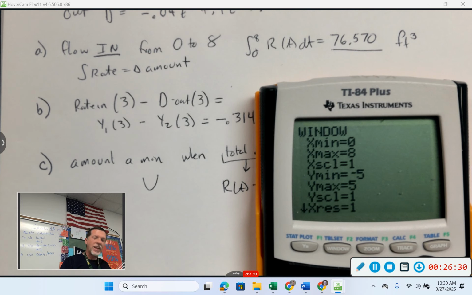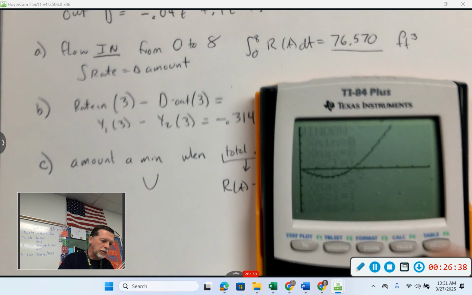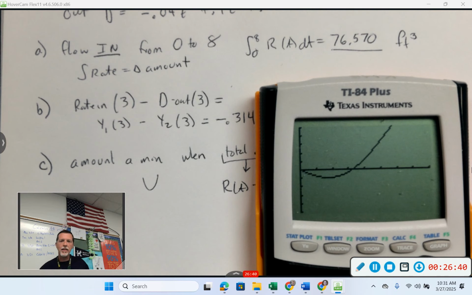So my window is negative 5 to 5 for the y values. 0 to 8 was easy because they told me what x values to use, so I knew that, and then I just had to play with the y values until I got something I like.